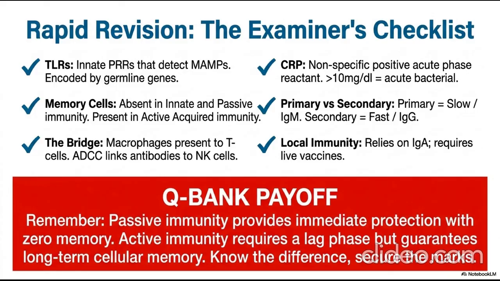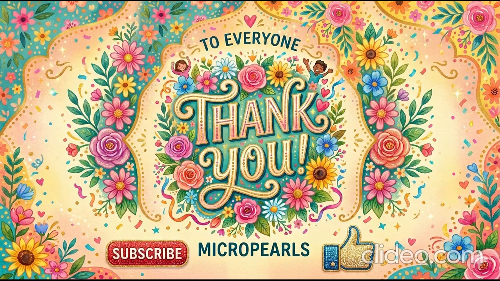Rapid revision summary. TLRs, innate PRRs that detect MAMPs, germline encoded. CRP, a nonspecific positive acute phase reactant. 10 milligrams per deciliter equals acute bacterial infection. Memory, absent in innate and passive, present in active acquired immunity. Primary versus secondary. Primary is slow IgM, secondary is fast IgG. The bridge. ADCC links adaptive antibodies to innate NK cells.